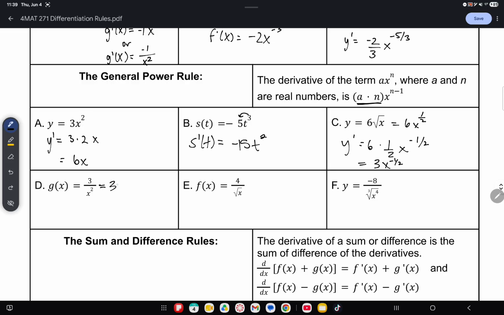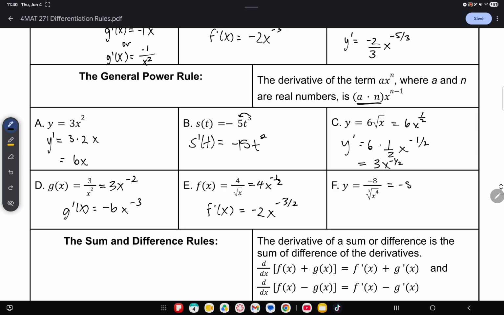Right, we can make this a 3x to the negative 2 to then do a derivative. So 3 times negative 2 is negative 6. And negative 2 minus 1 is negative 3. Rewrite this one. We got 4x to the negative 1/2. So my derivative will be negative 2x to the negative 3/2.